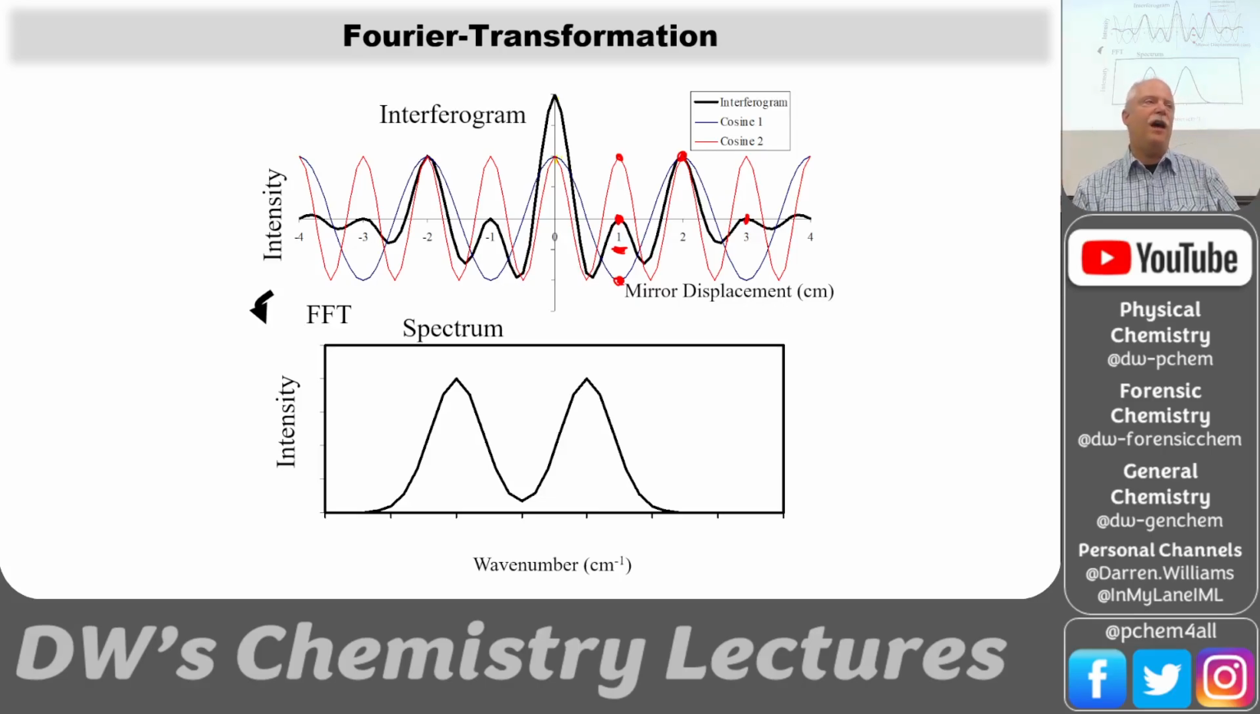Now, there is a mathematical way to take this signal and do a Fourier transform to pull out the signal of the cosines. And whatever method you're using, if you're collecting your data, say in terms of wave numbers, the Fourier transform always inverts this. Oops. Let's see.